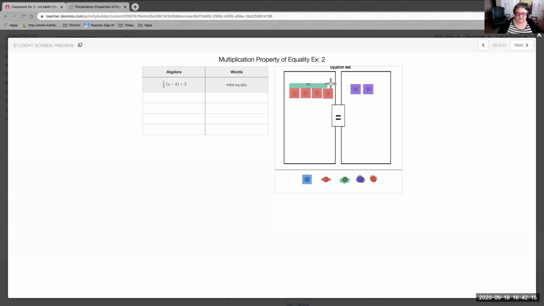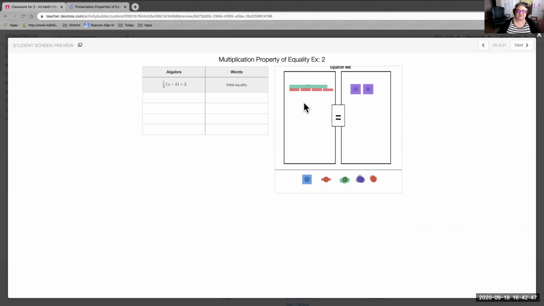Well, that would be half, but we only have 1/3. So let's say about that much is 1/3. Okay, you have to kind of believe me on that one. And then we'll just say, about the same, right? About 1/3. We'll say that is 1/3. Okay, so this is what we have here. 1/3 of x minus 4 equal to 2.